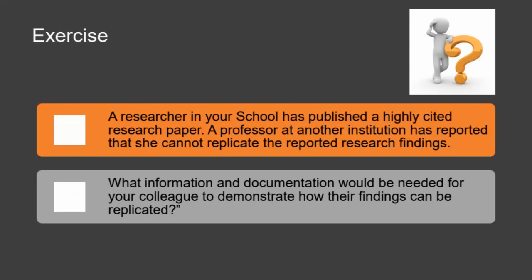So the question is, a researcher in your school has published a highly cited research paper. Again, I'm really interested in the specific context of your own research. A professor at another institution has reported that they cannot replicate the reported research findings. Considering your own discipline, what information and documentation would be needed for your colleagues to demonstrate how their findings can be replicated? As I say, I'm really interested to hear your perspectives from different disciplines.